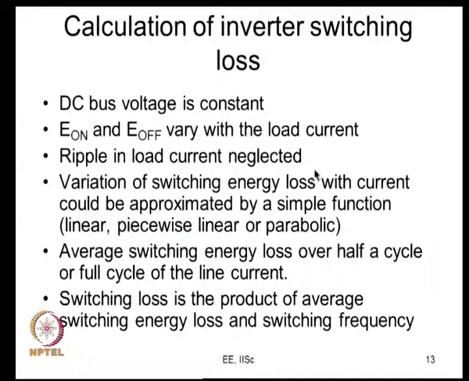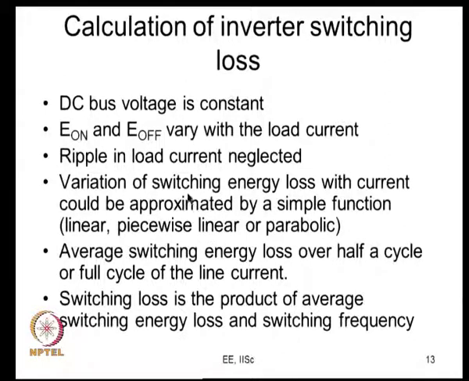What you need to do now is look at the variation of the switching energy loss, that is, the variation of E on and E off with current. If current varies in a sinusoidal fashion, E on and E off would also vary roughly in a sinusoidal fashion. This variation can be expressed as E on as a function of I, and similarly E off as a function of I. This data will be available from the data sheet. You might be able to approximate that relationship by a simple function, sometimes a linear function, sometimes a piecewise linear function, or a parabolic function.